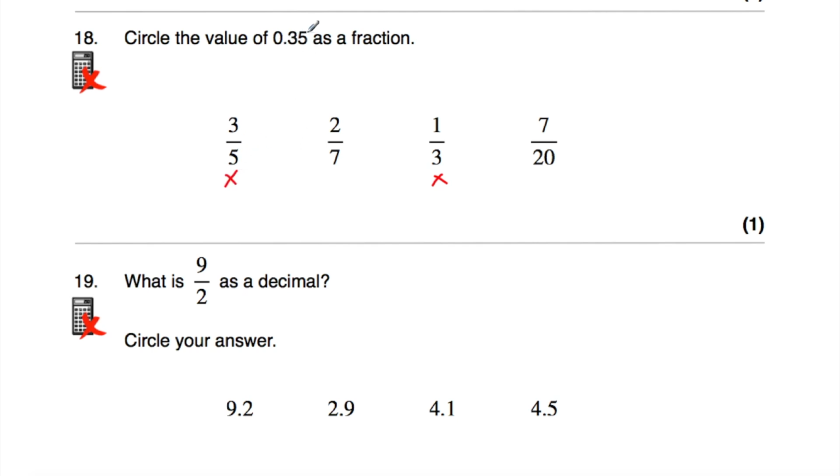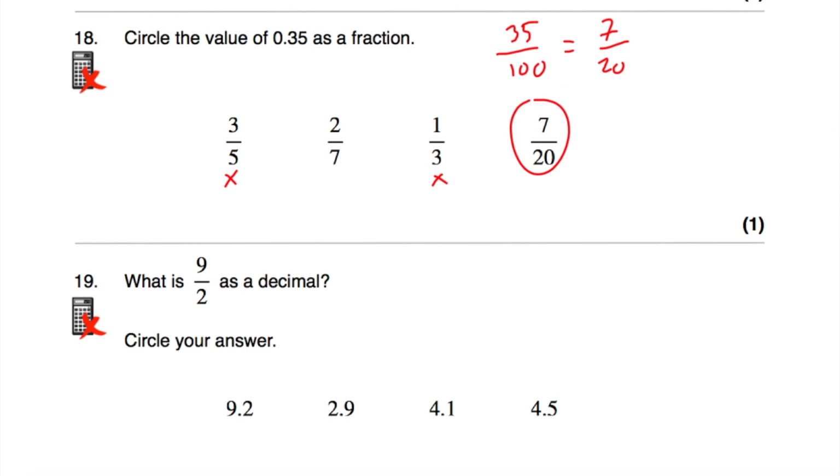So we want to write 0.35 as a fraction. Well, let's change this to a fraction. We've got our tenths and then our hundredths. That's going to be 35 hundredths. Both of these numbers are divisible by 5, so let's divide both of them by 5. 35 divided by 5 is 7, so that's 7 on the numerator. And 100 divided by 5 is 20, so it's going to be 7 twentieths. And that's that one. So to circle the value of 0.35 as a fraction, that is 7 twentieths.